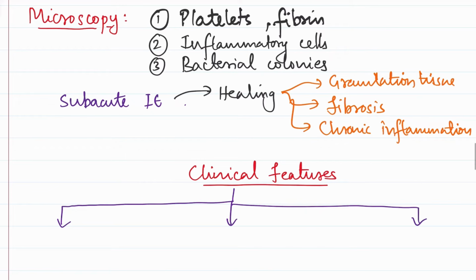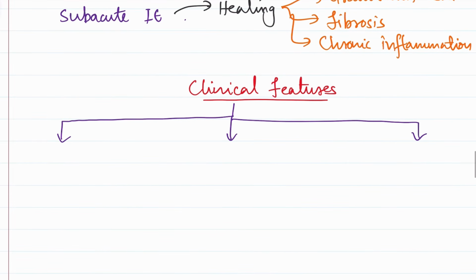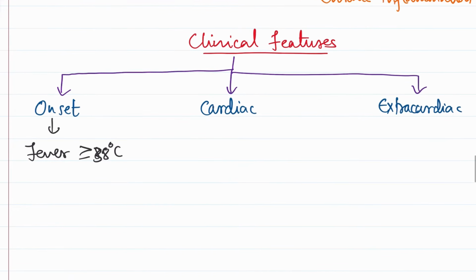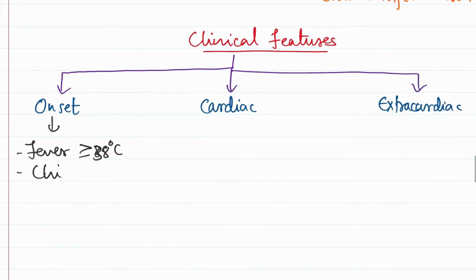So clinical features, I roughly divide into the features seen at the onset, then the cardiac features, and then the extra cardiac features. At the onset, there is going to be a high-grade fever. So high-grade fever greater than 38 degrees Celsius, then there could be chills, there could be weakness, GI symptoms, and the typical features that we usually see in a high-grade infection.